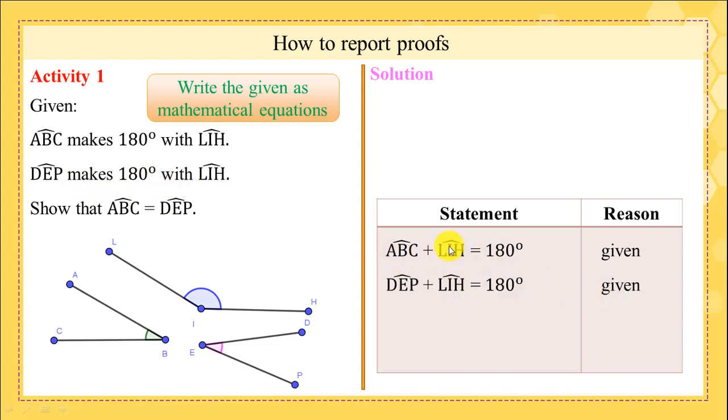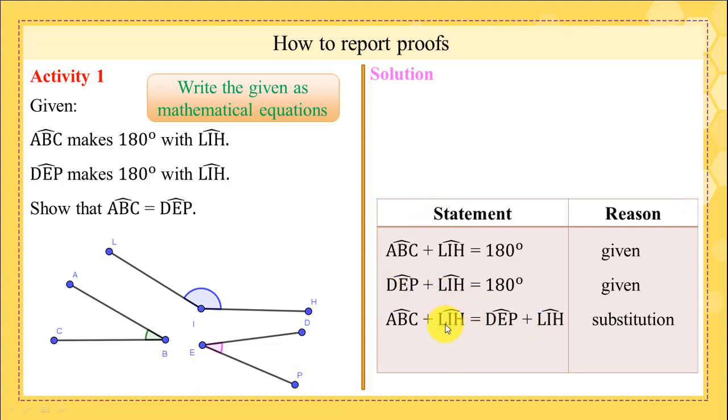Now we have two equal equations, so we can put the two members of the equation equal. We have ABC plus LIH equal DEP plus LIH by substitution, because we substitute the second equation by its value, which is 180 degrees. Now we have both sides of the equation have the same angle, which is LIH. We have LIH here and LIH here.